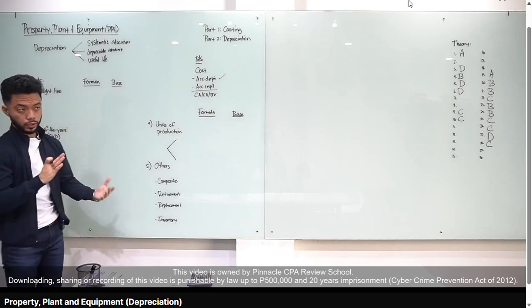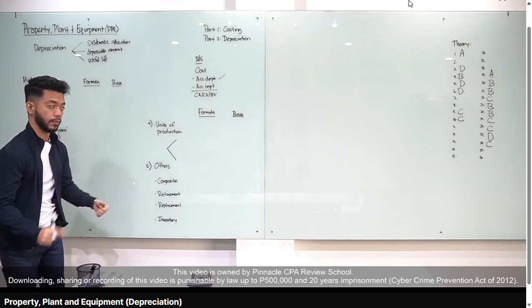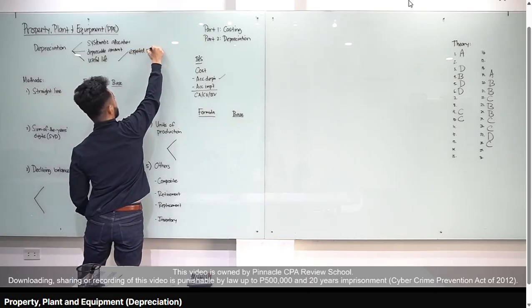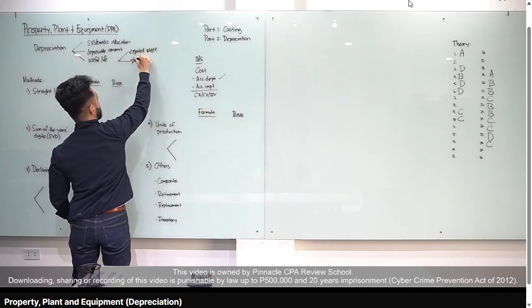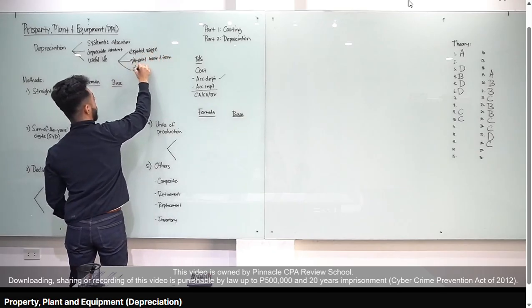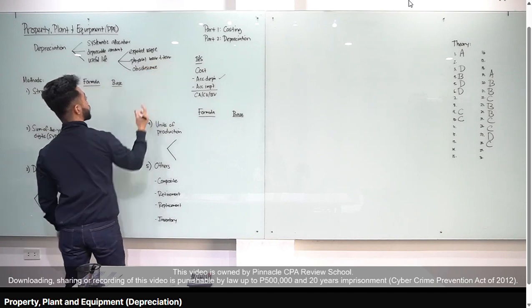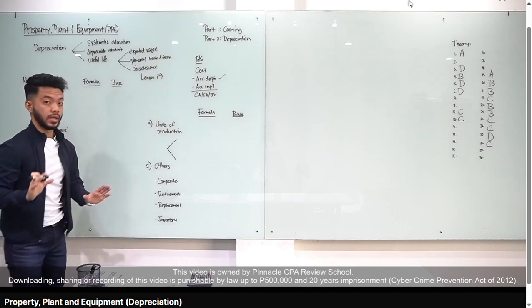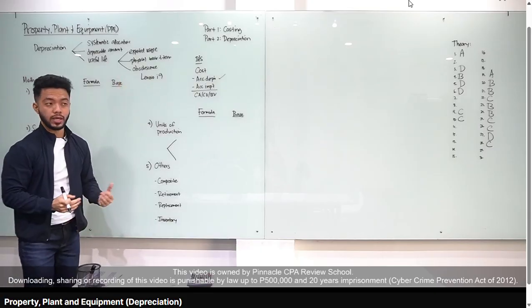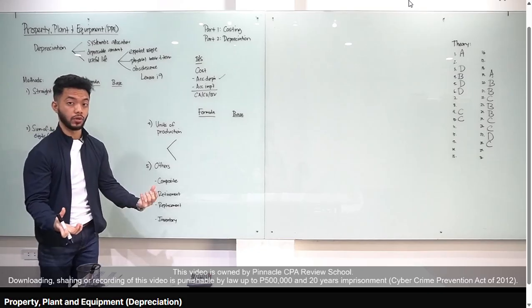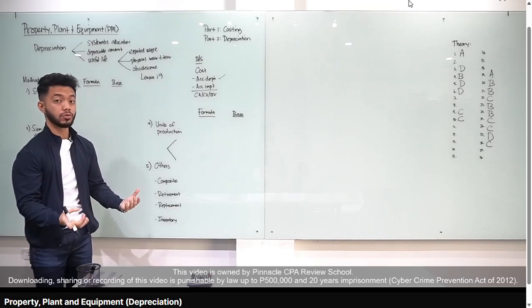Now we consider different factors to determine the useful life. Number 1 is the expected usage of the asset. Number 2 is the physical wear and tear. And number 3 is obsolescence. Let's have an illustration. For example, class, we have a Lenovo laptop i9. Now, expected usage. For example, we use the laptop 2 hours per day. Compare that to 8 hours per day. Obviously, at 2 hours per day, the useful life will be longer.